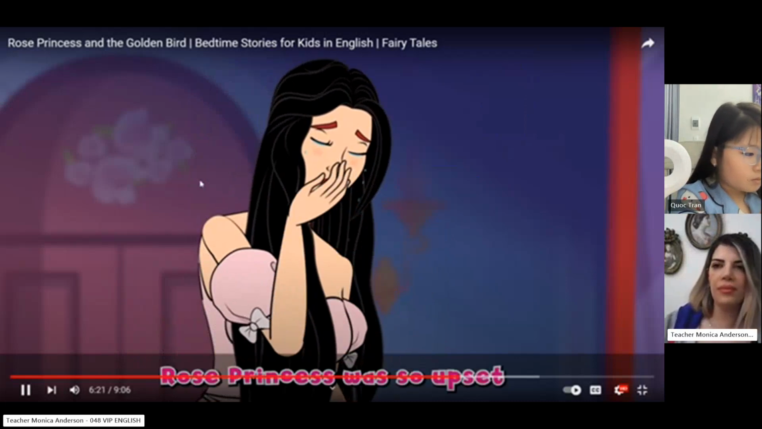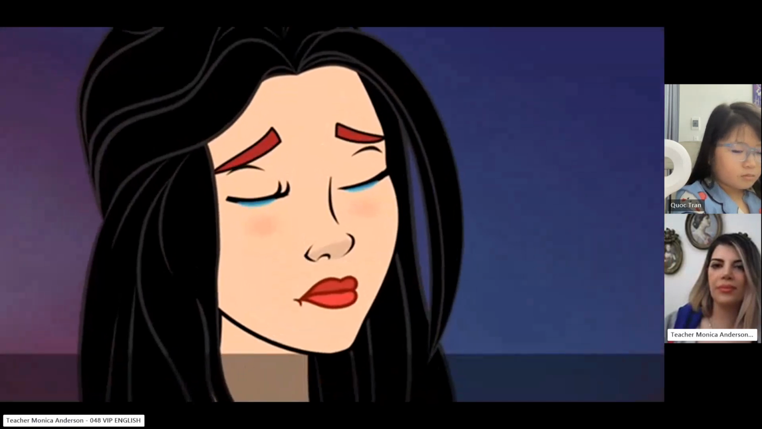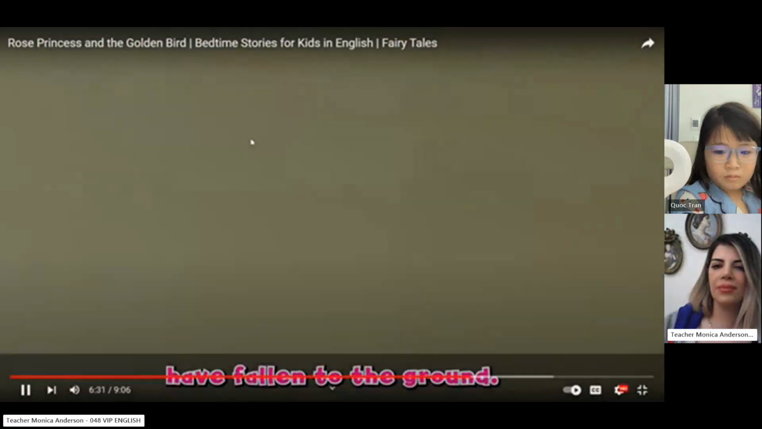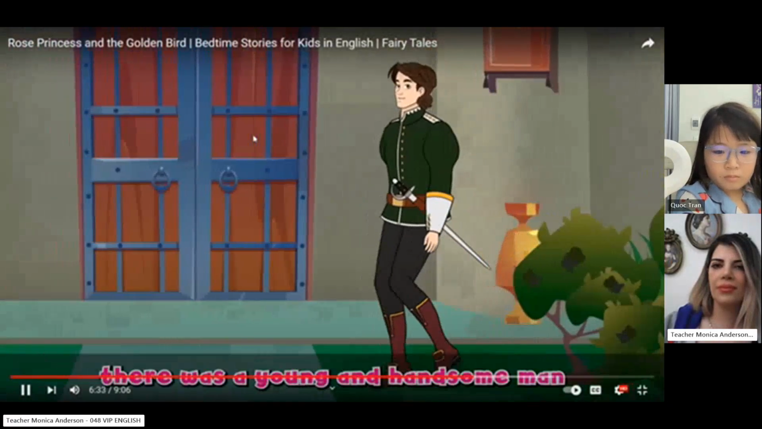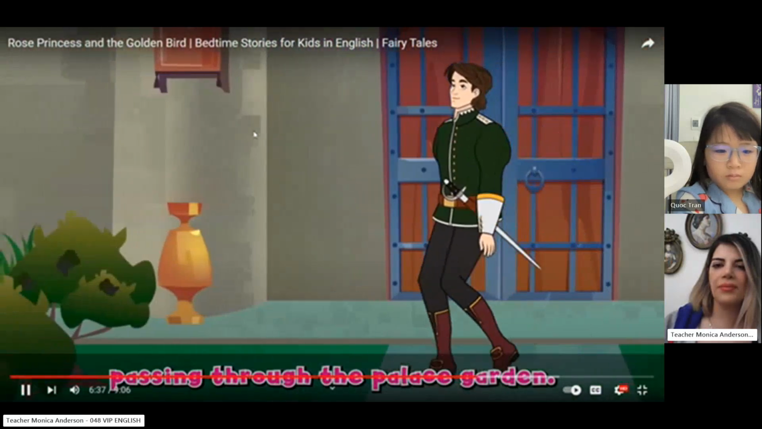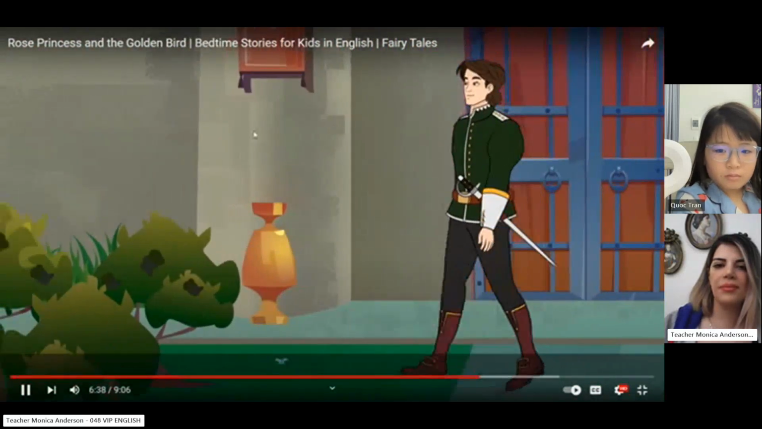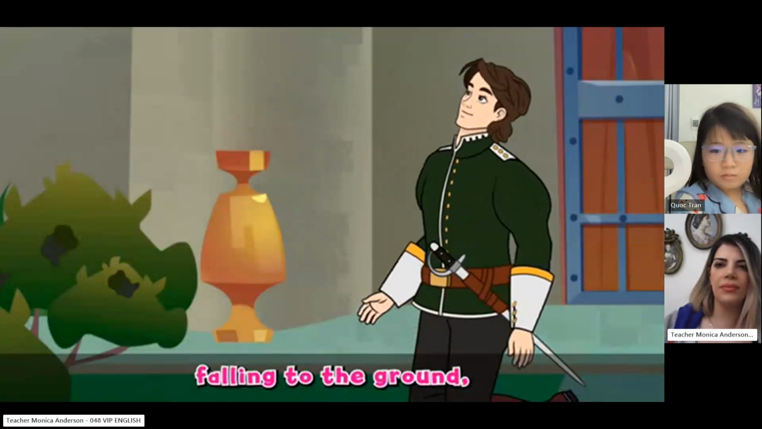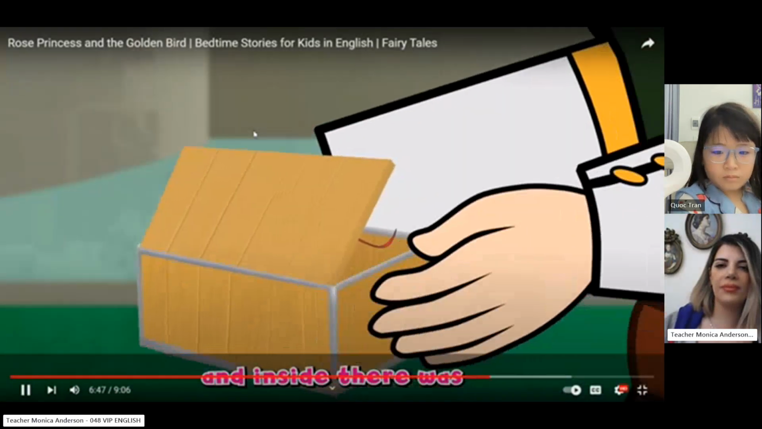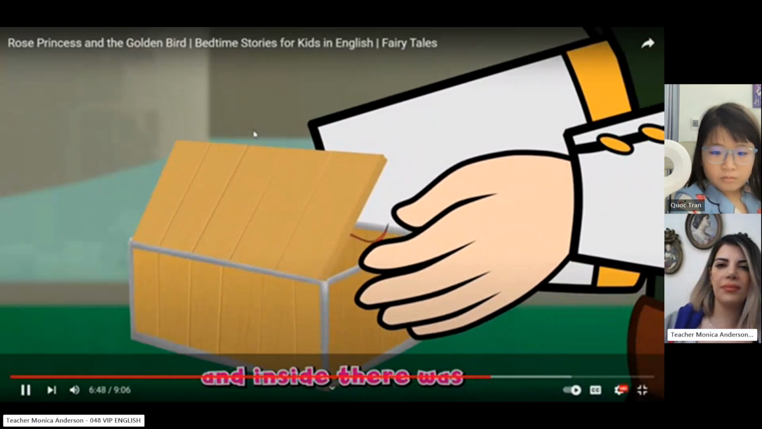Rose Princess was so upset that she started to cry loudly. The tears flowing from her eyes have fallen to the ground. At that time, there was a young and handsome man passing through the palace garden. When this young man saw the tears falling to the ground, he took out a box from his pocket, and inside there was a thin red strand of hair.